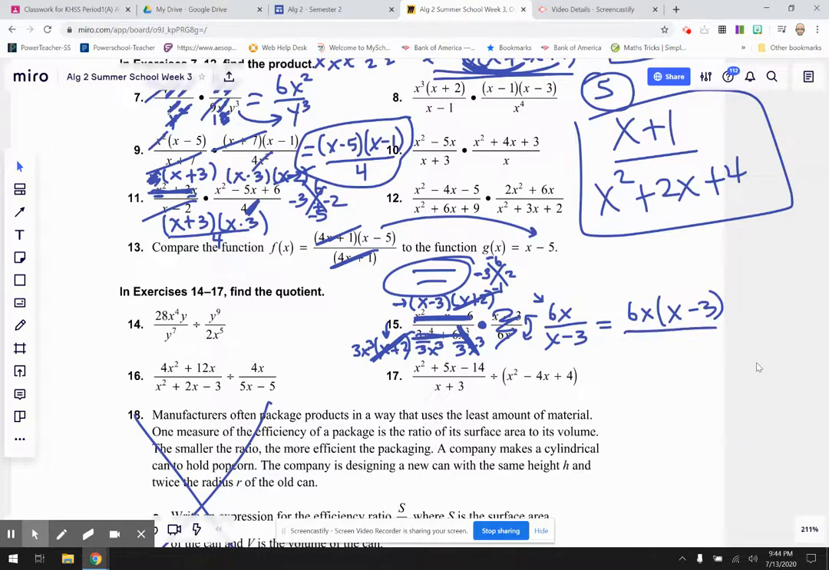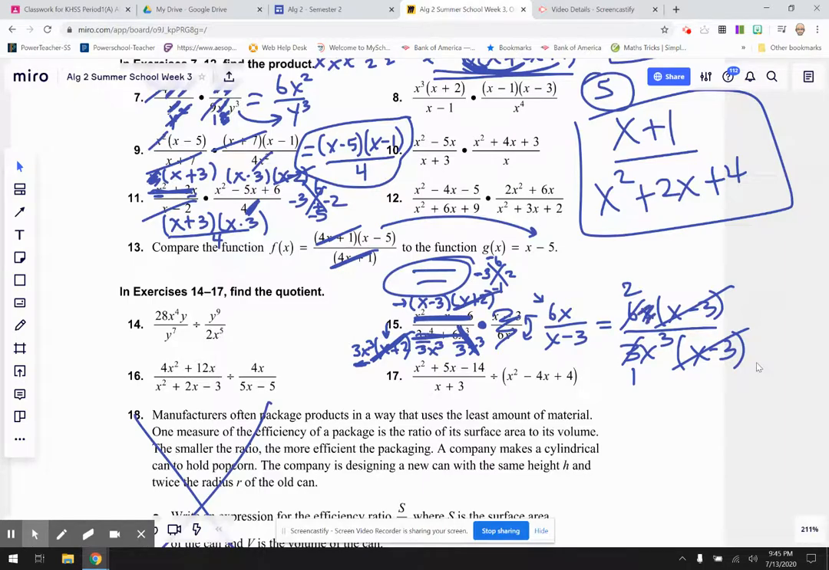On the bottom, we've got 3x cubed from the GCF, which is way out here in the front. And so that's going to come over. And we have an x minus 3 on the bottom. Ooh, nice. Because those will cancel. And 6 can divide into 3 2 times. And you've got an x on the top.